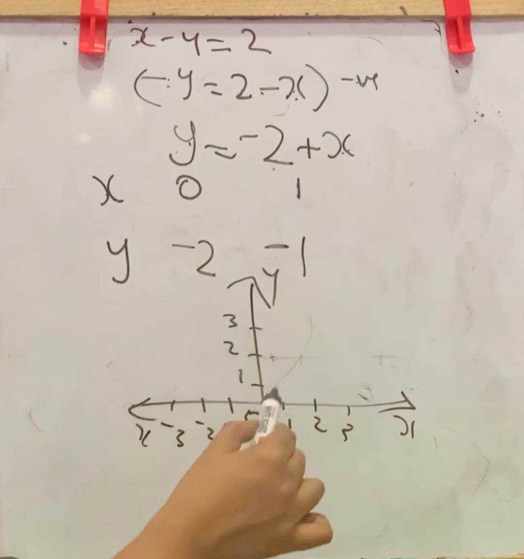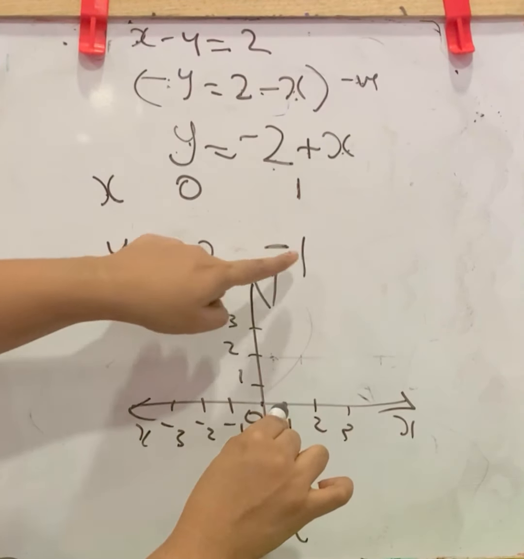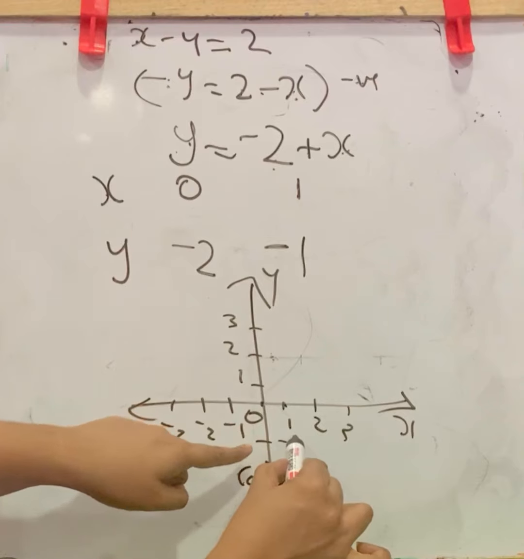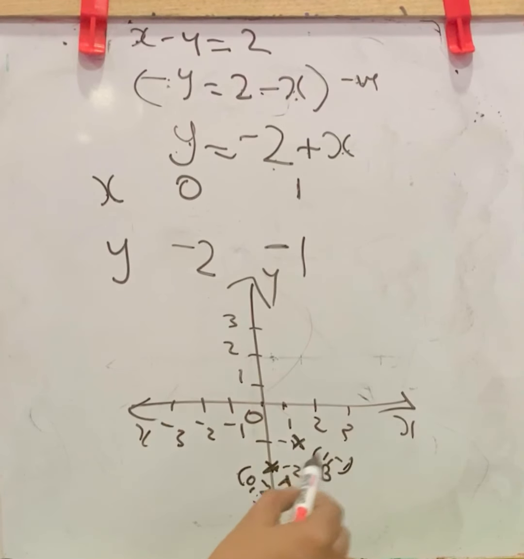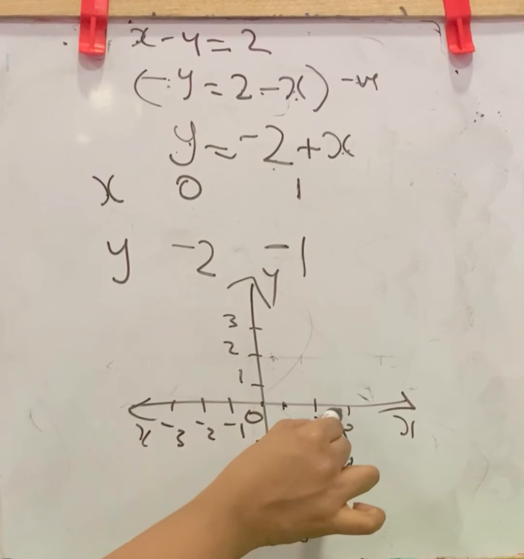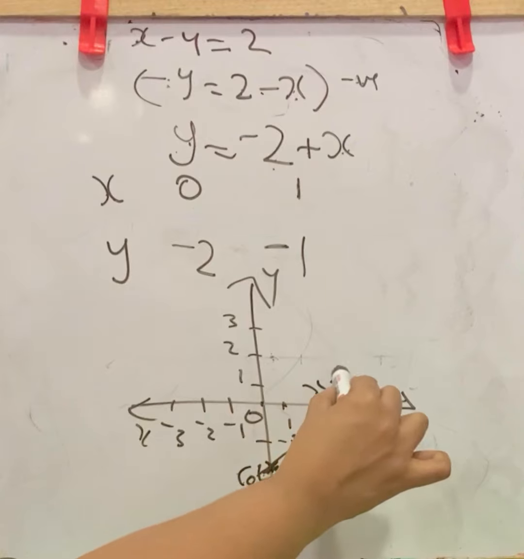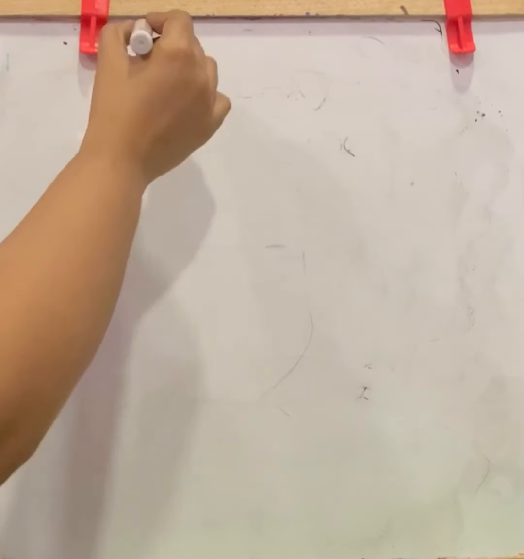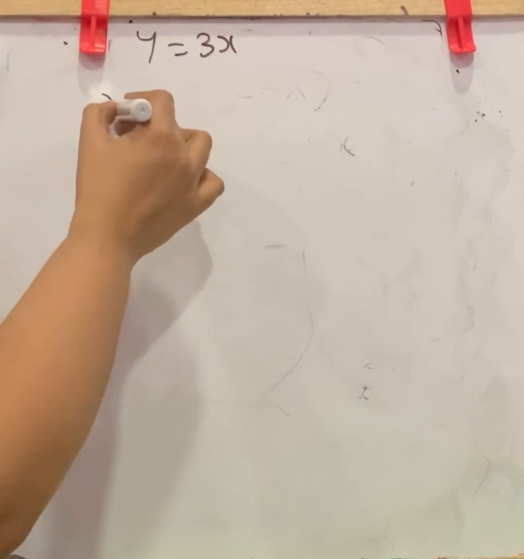Now if x is 1 on x-axis take 1. Height minus 1 here. X is 1, height is minus 1. So 1 comma minus 1. Let this be B. Now this are the marks. You can join it. This straight line is the equation x minus y equal to 2. Next, y equal to 3x. Here already it is in the form y equal to. So it is easy for us to find x, y.